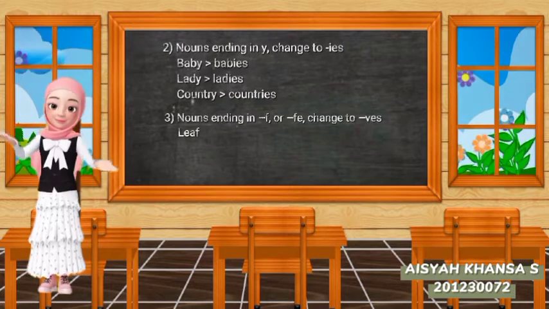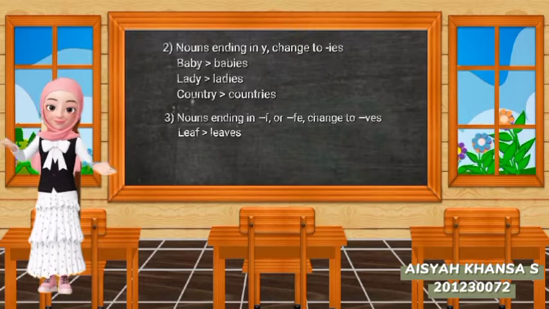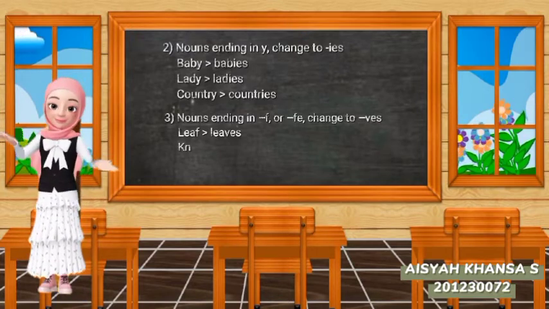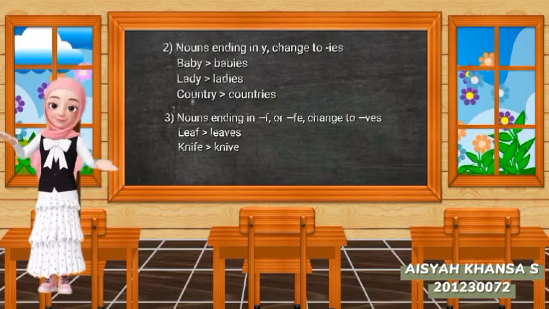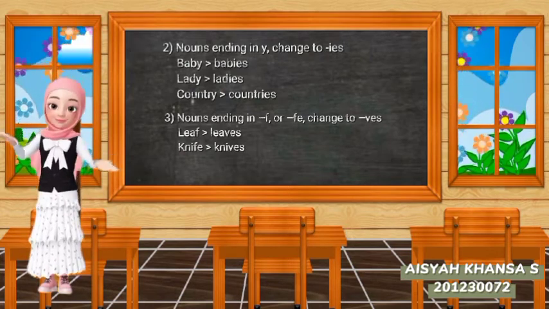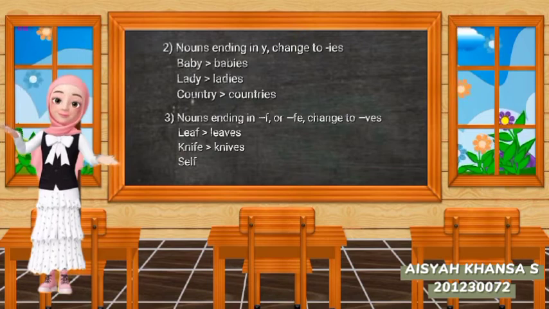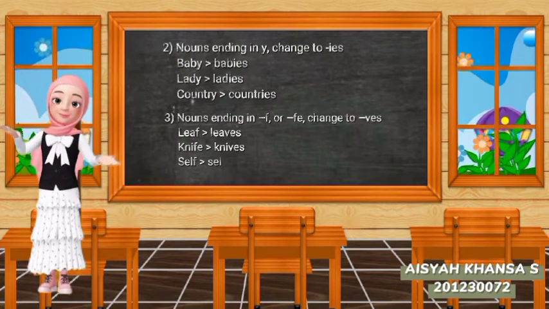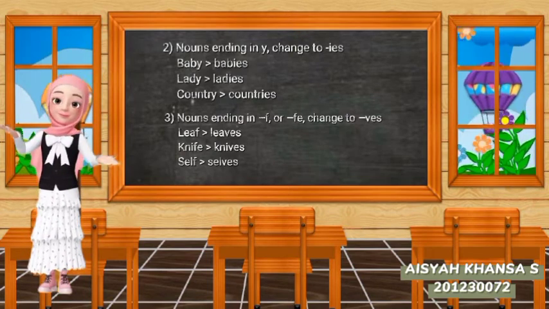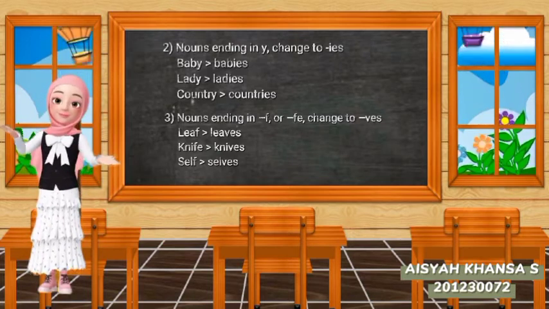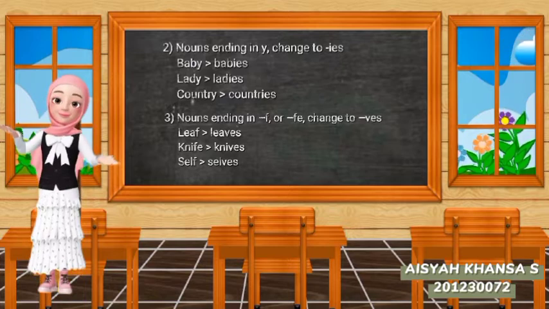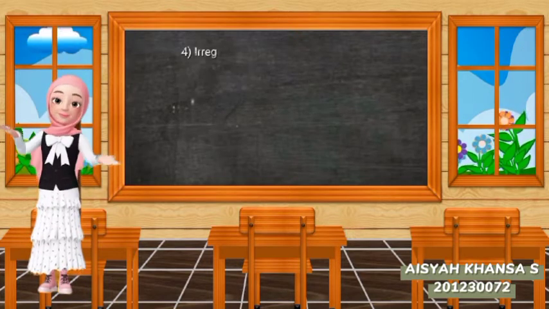The third, nouns ending in f or fe change to ves. For example, leaf becomes leaves. Knife becomes knives. Self becomes selves. The fourth, irregular nouns.